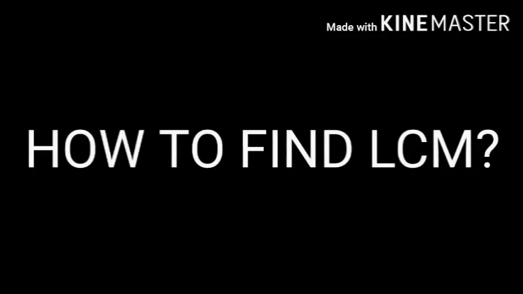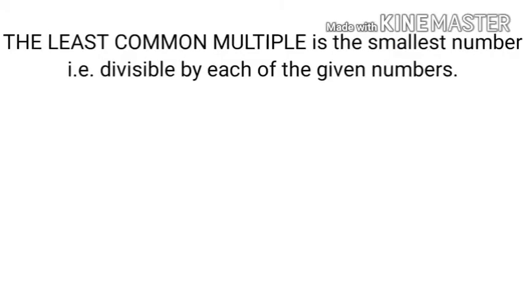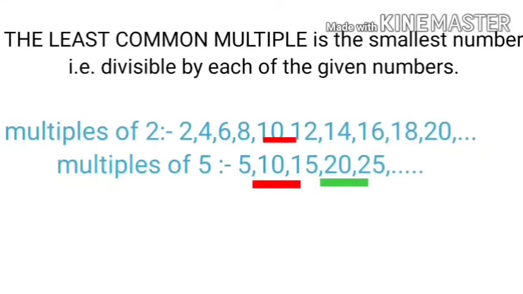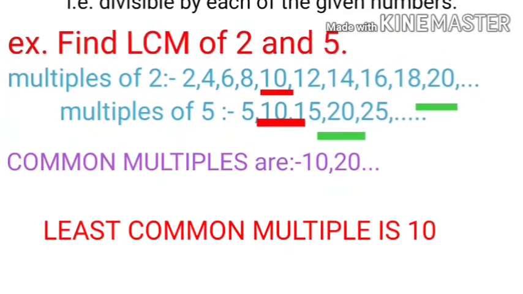How to find LCM? LCM means least common multiple. Welcome students in 7th maths class. The least common multiple is the smallest number that is divisible by each of the given numbers.